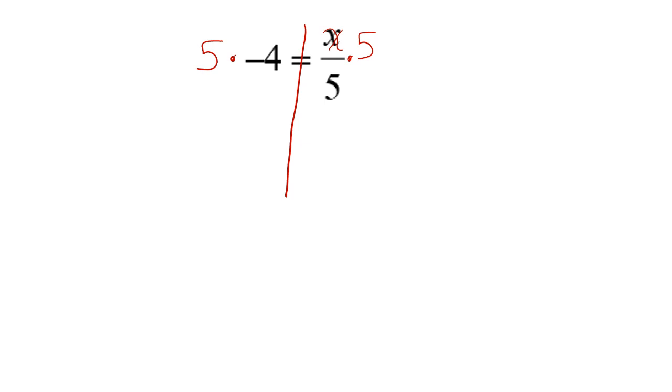So now let's look at the left-hand side. 5 times -4. 5 times 4 is 20. They're different signs, so it's -20. Now on this side, I have 5.